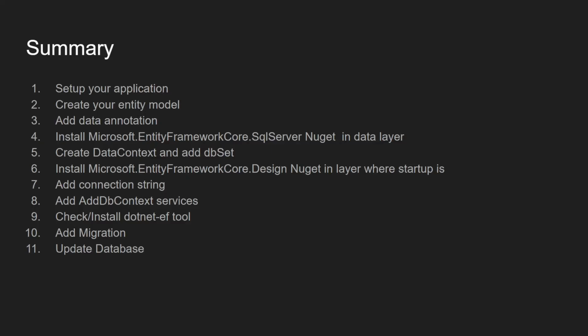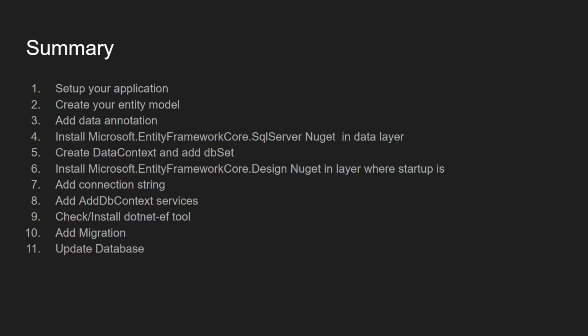So to summarize, to implement Entity Framework Core code first in your application, you must do the following. First is to set up your application, create the proper projects and folders. Then create your entity model, which will house the tables and the properties. Then add data annotations. This is an important part because this will define the size of your varchar and if the field is required, and if you don't put the size of your varchar, it will be very huge.